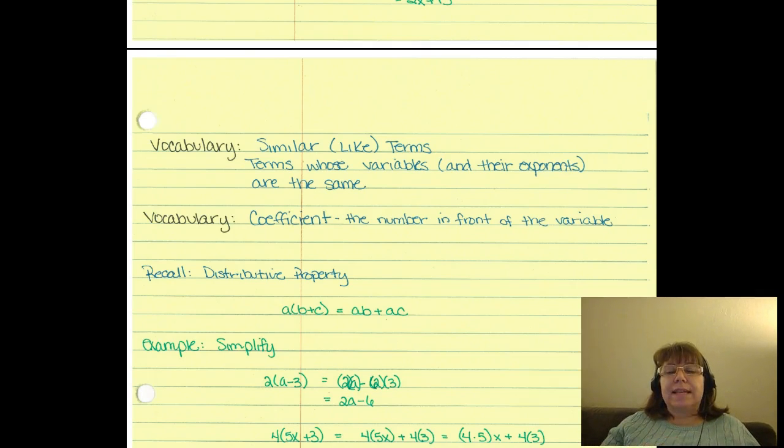So here's an example that we want to simplify. 2 times the quantity A minus 3. I'm going to distribute the 2 to the A and the 2 to the negative 3. So 2 times A minus 2 times 3. Well, 2 times A is just 2A, minus 2 times 3. 2 times 3 is 6, so it's 2A minus 6. Now the 2A has the variable of an A. The 6 does not have any variable, so I cannot combine them. So that would be my most simplified answer.